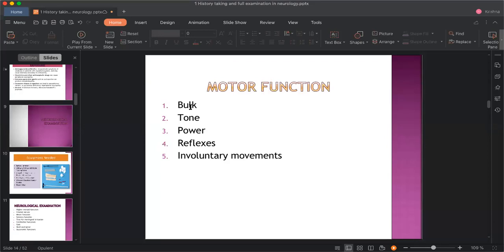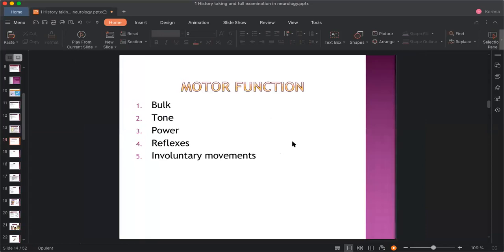Now what do we mean by bulk? Bulk means, what is the size of the muscle on both sides? That is called bulk. So if I measure the size of the muscle on the right side and immediately compare it to the left, I know which muscle is bigger, which is smaller, or whether they are of the same size or not. This is called bulk.